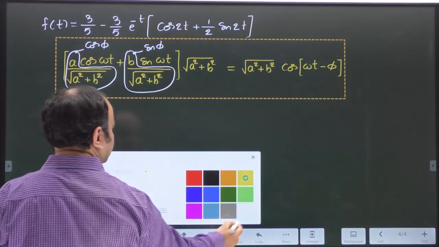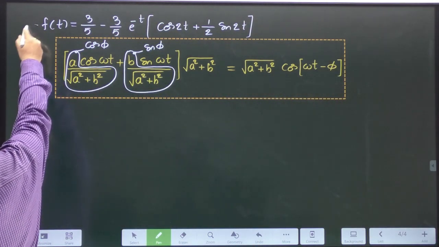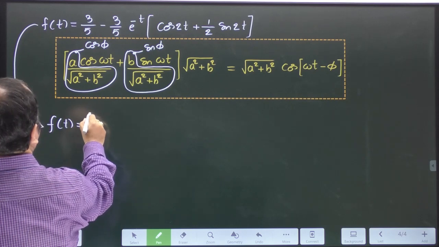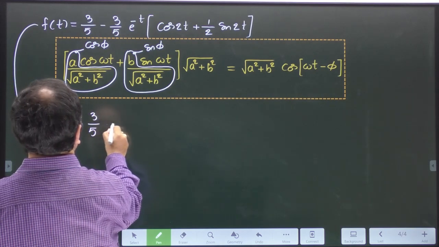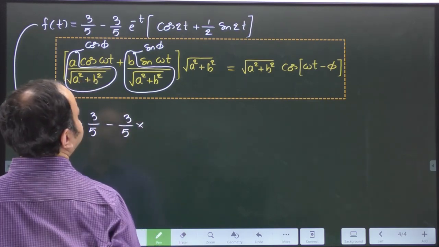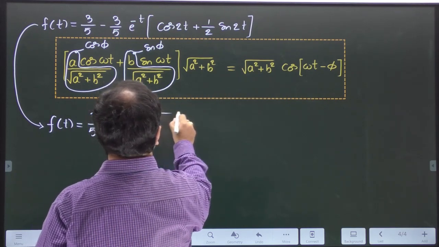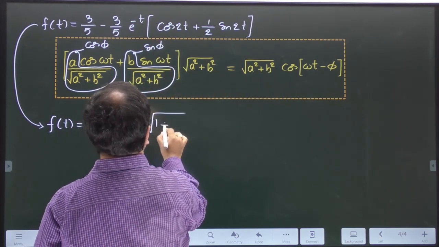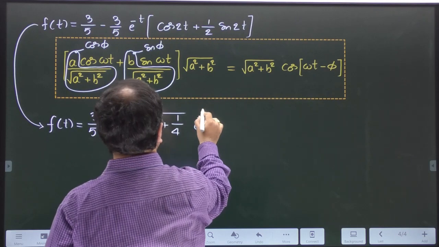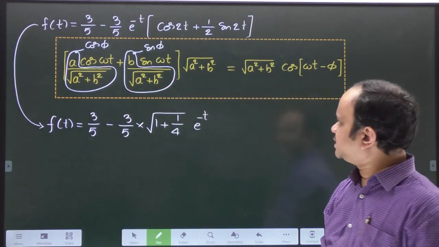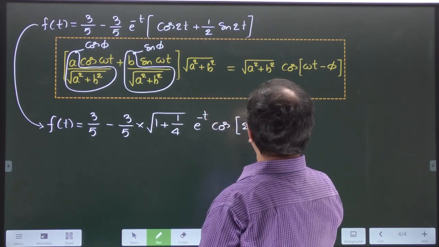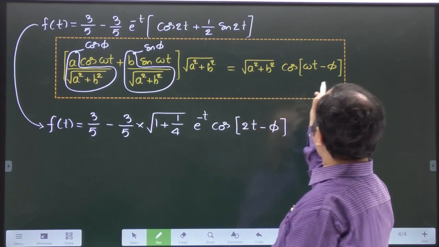Now, f of t, how can I write it down? This f of t is equal to 3 by 5 minus 3 by 5 into root of a square plus b square, that is root of 1 plus b square, that is 1 by 4, into e power minus t, multiplied with cos of omega t, that is 2t minus phi. We will define what is phi here.